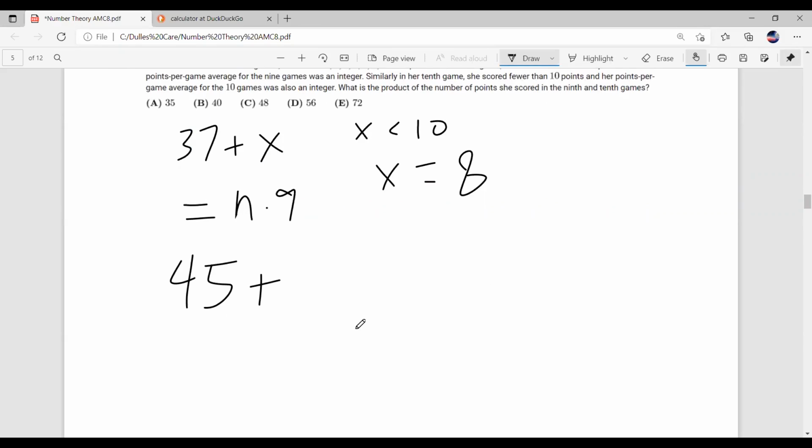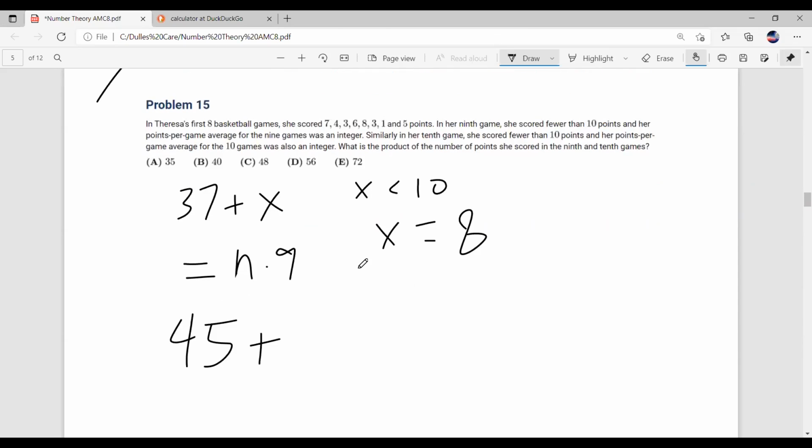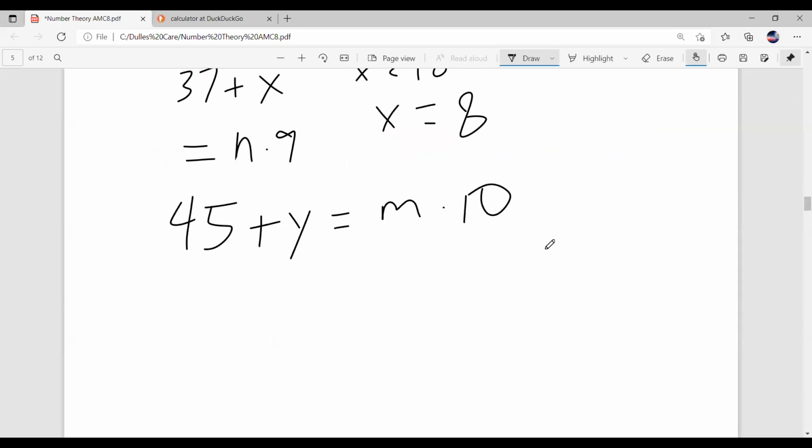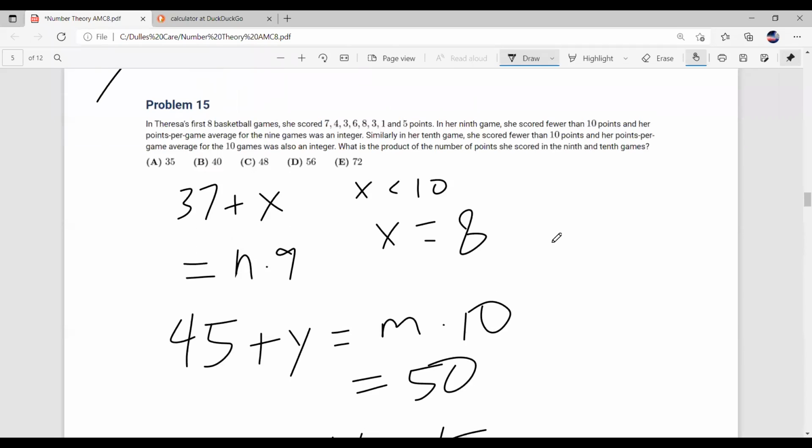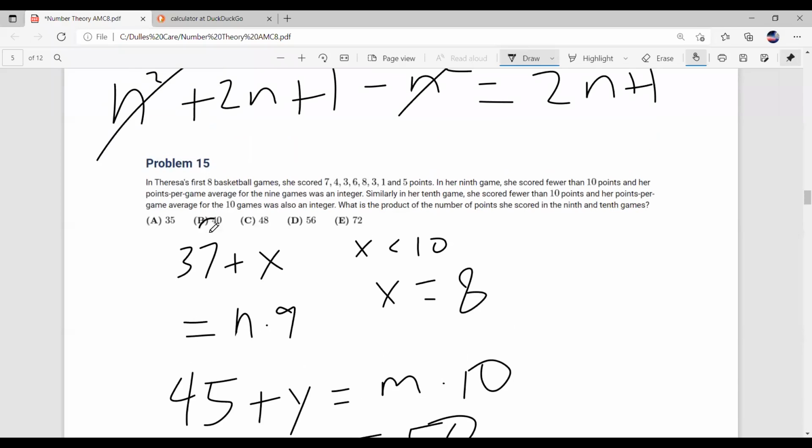Now let's consider her 10th game. 45 plus Y is equal to some integer M times 10. So what's the closest multiple of 10 to 45? That would be 50, right? So then 45 plus Y is equal to 50. So then that means that Y equals 5. So then their product is 5 times 8, or 8 times 5, which would give us B. So it turns out B deserves all the love, and A, C, D, and E will be shunned.